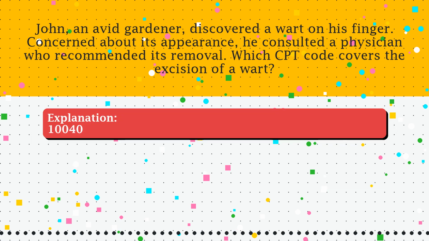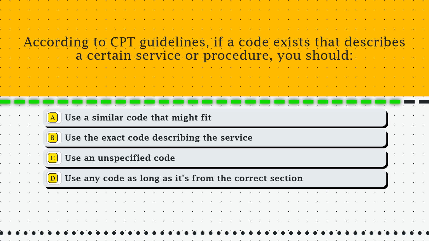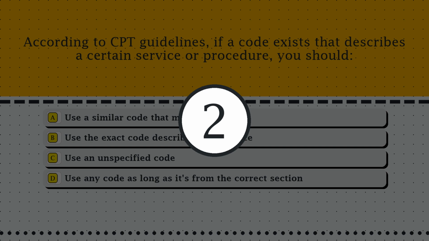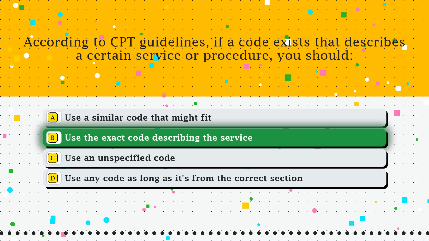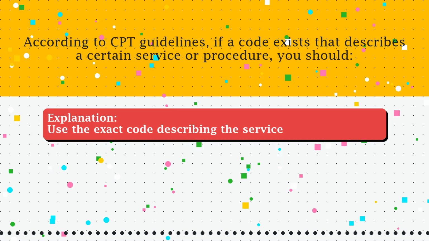Question 253. According to CPT guidelines, if a code exists that describes a certain service or procedure, you should: Option A, use a similar code that might fit. Option B, use the exact code describing the service. Option C, use an unspecified code. Option D, use any code as long as it's from the correct section. The correct answer is option B. Use the exact code describing the service.